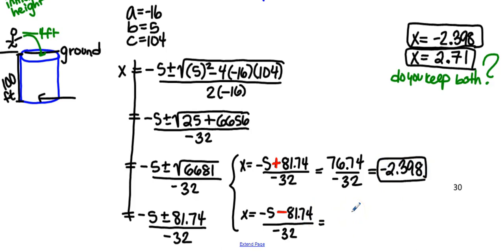And now we'll do negative 5 minus 81.74 and get negative 86.74, all divided by negative 32. So let's divide that by a negative 32. Negative divided by negative is positive, so now I get 2.71. And if you wanted to round to a third decimal place, it goes 2.7106. So that 6 makes that 0 a 1. 2.711.